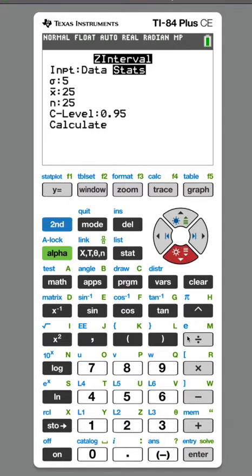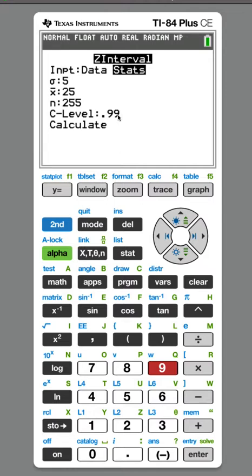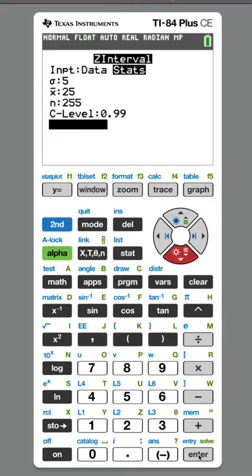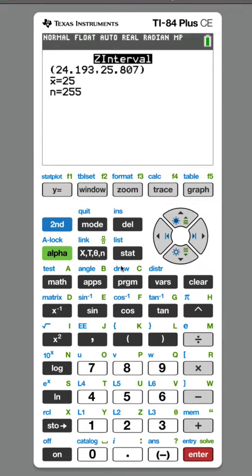And then my sample size will make like 255, and then I want a 99% confidence interval, so I'm going to make this 0.99 because this is always in decimal form here. And then it gives me my interval in interval notation, and then you could verify your sample mean and your sample size, to make sure you didn't make an error.